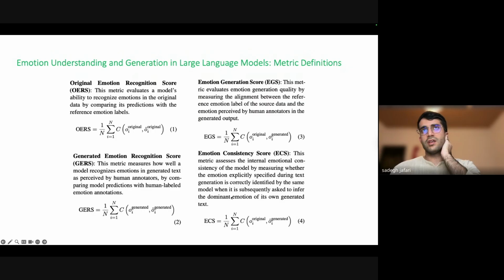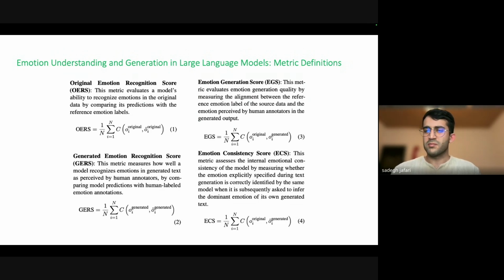And finally, this one is emotion consistency score. What does it mean? It means that if we ask an LLM to generate a happy sentence, and it generates something, and we ask it again, what is the emotion in this sentence?